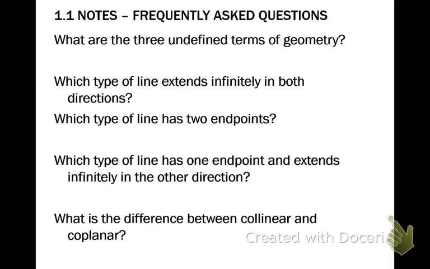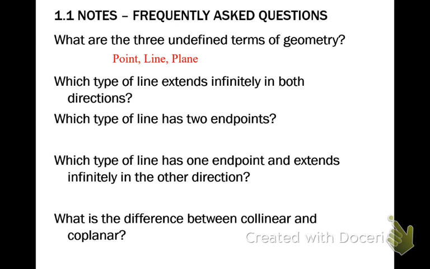What are the three undefined terms in geometry? If you remember, they are point, line, and plane. That is because these terms, we all agree what they mean, but how do you define a line? When you define a line, you use the word line in the definition, okay? So that's what makes it undefined.